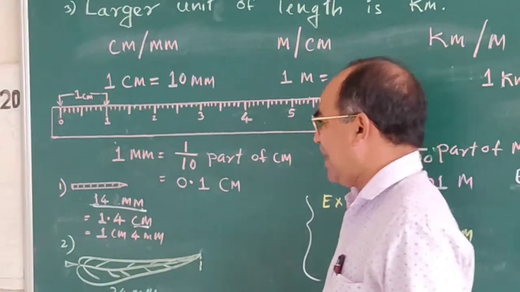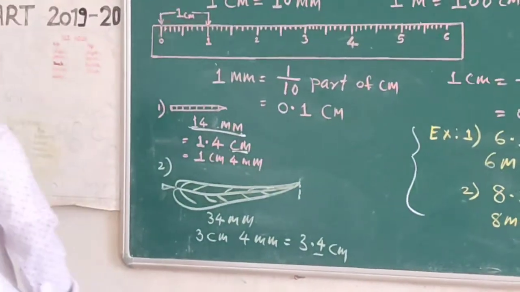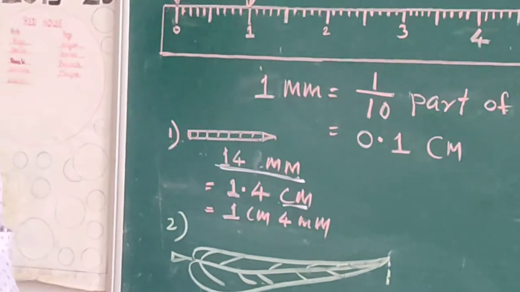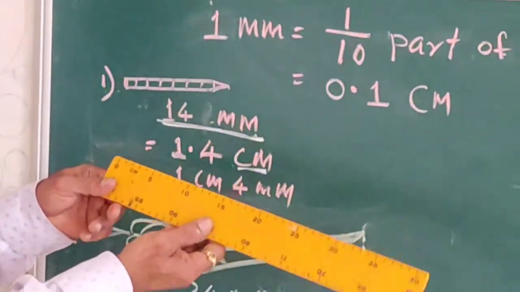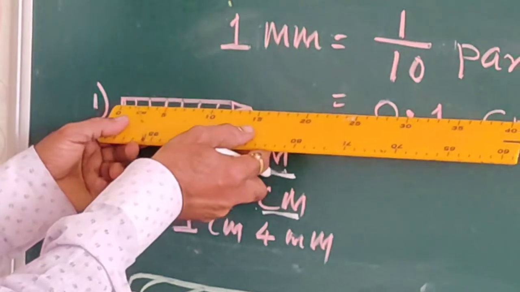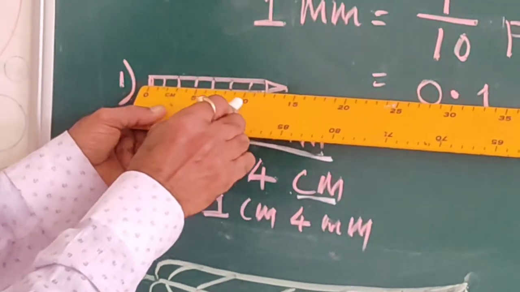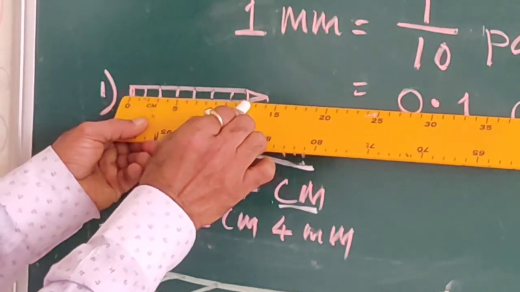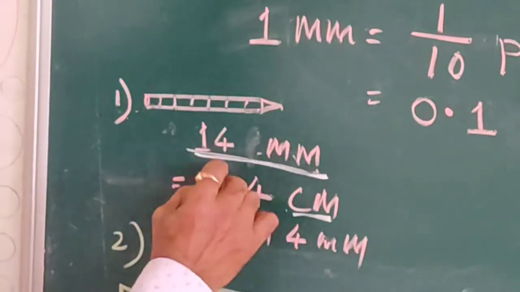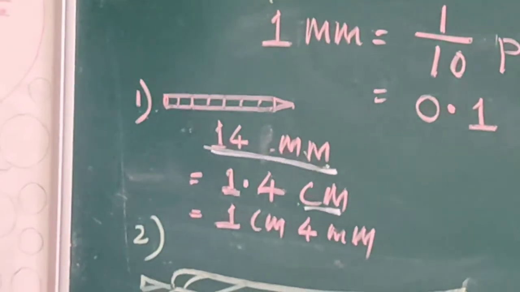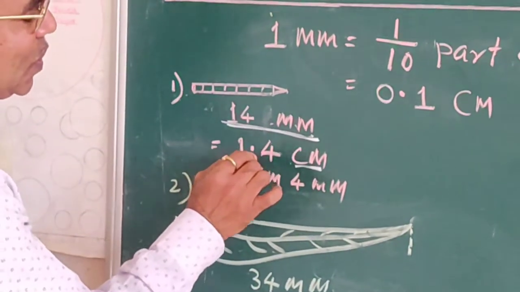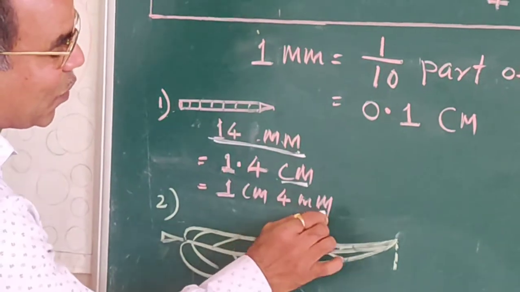Let's take a practical example here. You can see this is a pencil, and I have to find the length of this pencil. I have used the scale in centimeters. You can see this is 5, then 10. These are the centimeters. So 10, then 1, 2, 3, 4. So the total is 14 millimeter. That means it is equal to 1 centimeter and 4 mm.